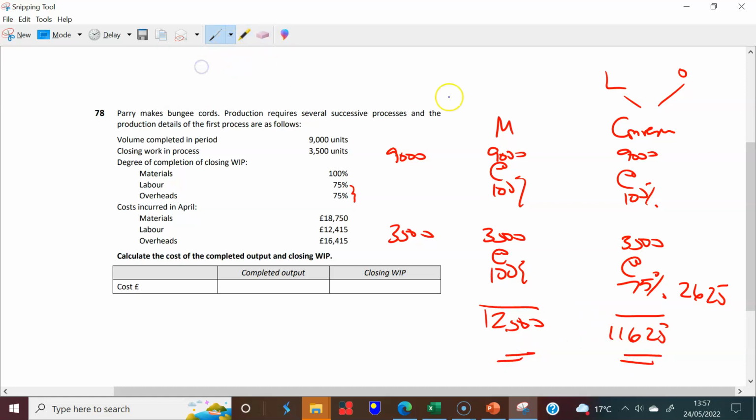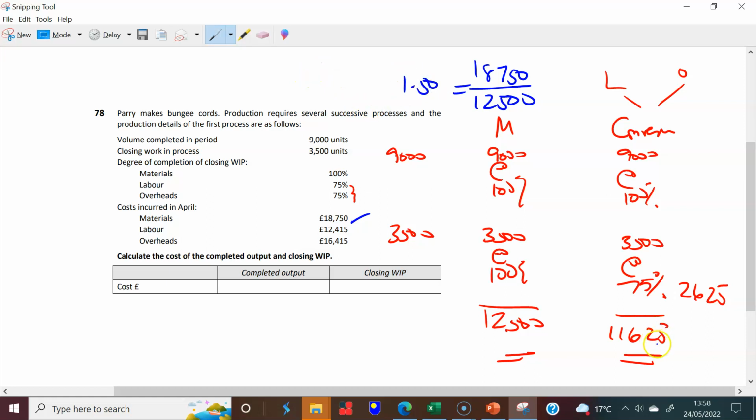So what we now see is that the material cost total is 18,750. I can find what the material cost is per equivalent unit, and that's 18,750 divided by 12,500, which is £1.50.